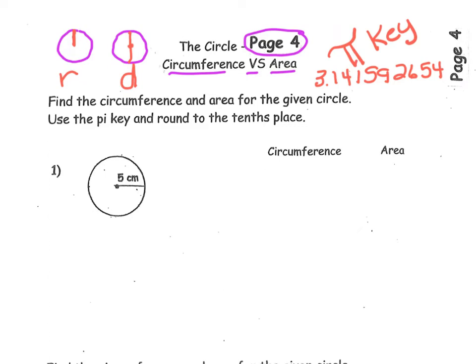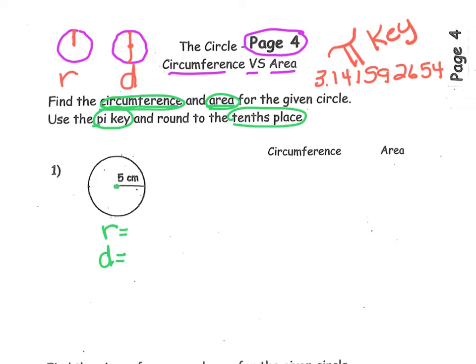Now, let's read. Find the circumference and the area. Remember, circumference is the distance around the outside, and area is the flat surface on the inside for the given circle. Use the pi key and round to the tenths place. Let's take a look at the circle we've been given. Underneath the circle, please record little r and little d.